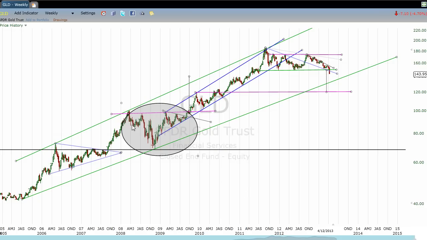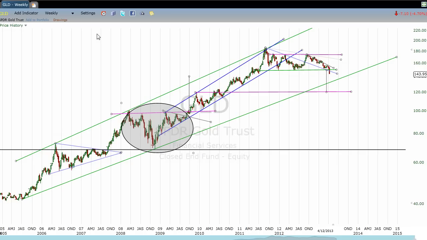There was a nicely formed inverted head and shoulders pattern in 2008 and 2009 that created, by the way, I am going to toot my horn here. Back in 2009, everybody was saying, watch out for the double top in gold. And I was saying, watch out because gold is going to go to 1,500. And why did I say that? Well, because we had an inverted head and shoulders pattern right here.